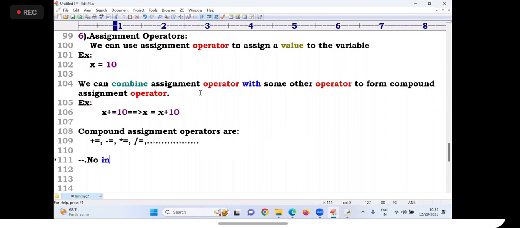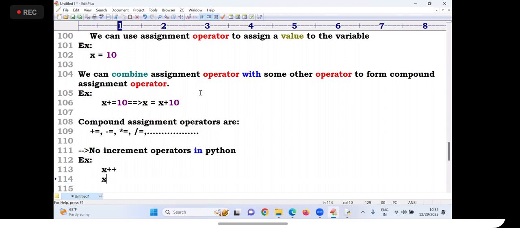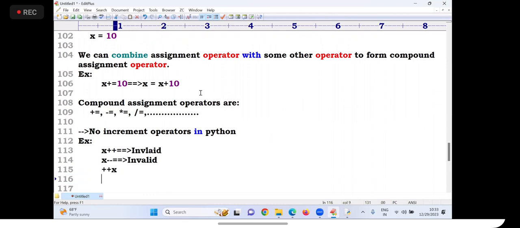In Python, especially, there are no increment or decrement operators. X plus plus, x minus minus: this terminology is not there. Invalid syntax. But plus plus x is valid, minus minus x too: plus of plus, minus of minus. That is the meaning of the second one. The first two are invalid cases.